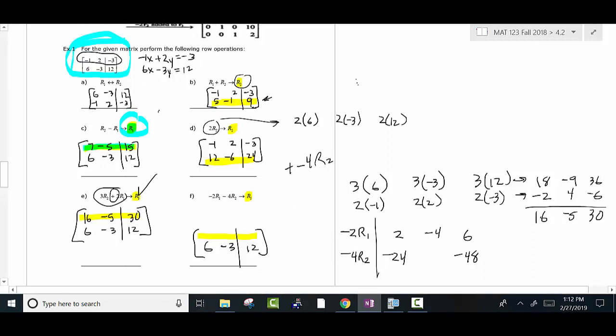Sometimes I can't talk and write at the same time. Okay, -3 times -4 is 12. -4 times 6 is -24. 12 times -4 is -48.